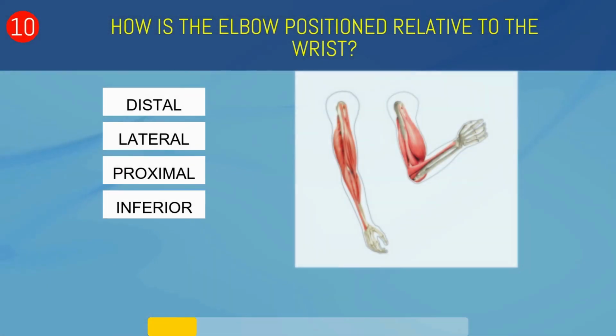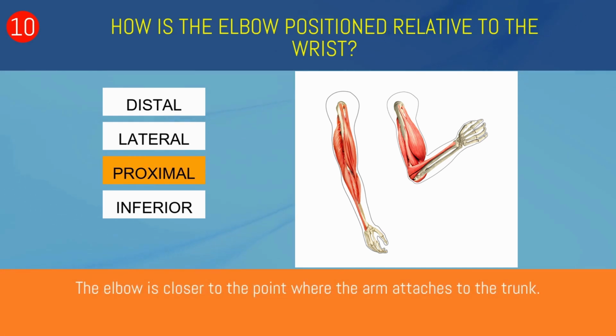How is the elbow positioned relative to the wrist? Distal, lateral, proximal, or inferior? Proximal. The elbow is closer to the point where the arm attaches to the trunk.